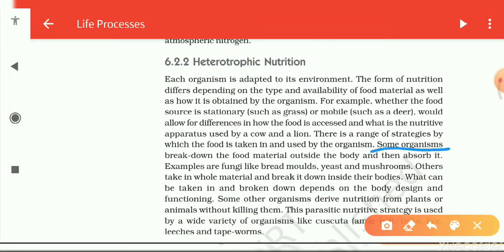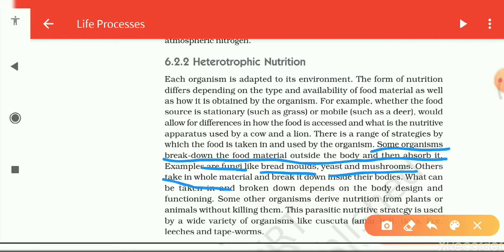Some organisms break down the food materials outside the body and then absorb it. Examples are fungi like bread molds, yeast and mushroom. Students, actually these are all examples of saprotrophic nutrition, which feed on dead and decaying organisms and cannot make their own food. Let's move to another point. Others take in whole materials and break them down inside their body.